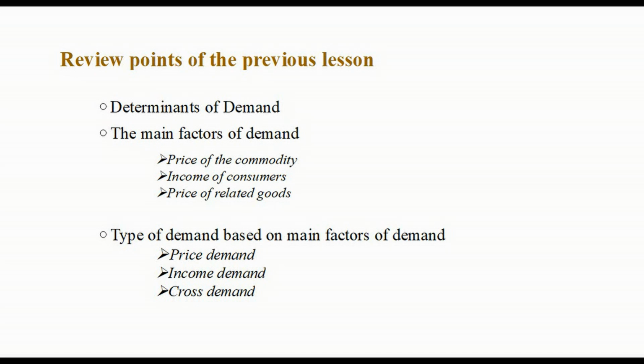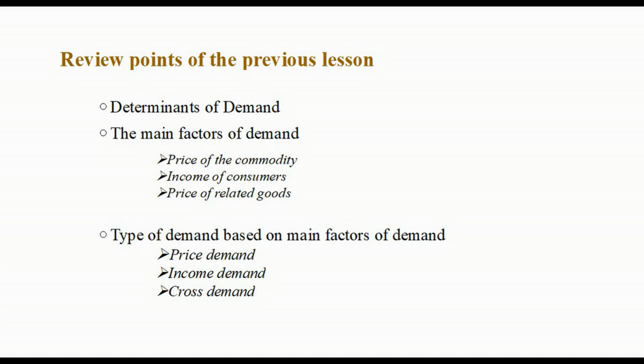In the case of price demand, we said that, assuming other things remain constant or fixed, it is the relationship between the price of a commodity and its quantity demanded. This is what price demand means. And there is obviously an inverse relationship. Whenever there is a high price, less of the commodity is demanded, and vice versa.